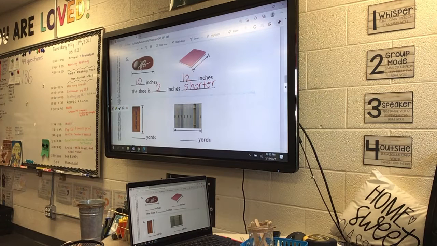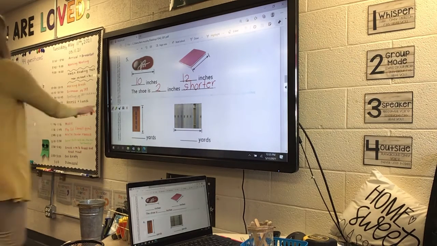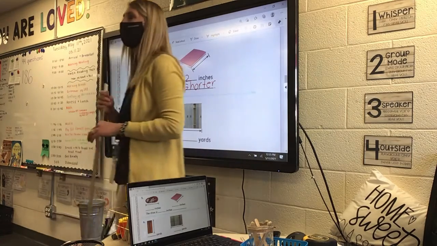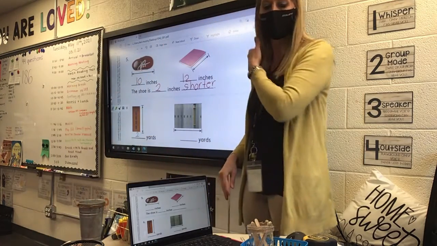Okay, let's put it like what we did up here. 2 yards. Is it going to even get to 3? Oh! 2 yards. So we're just going to round it, and it is definitely closer to 2 yards than 3. 24.